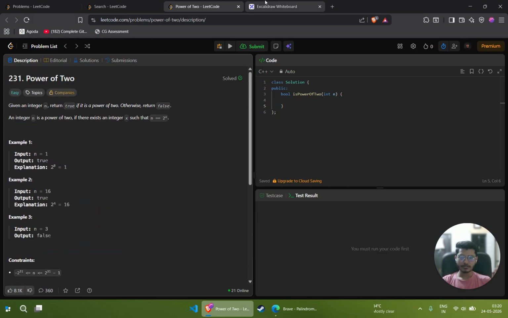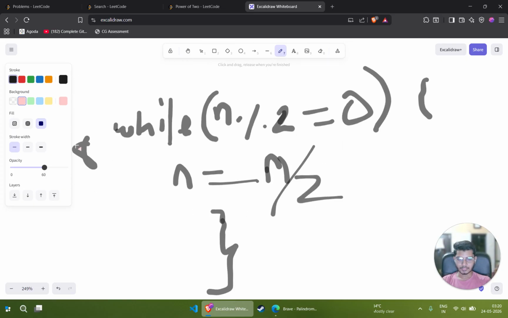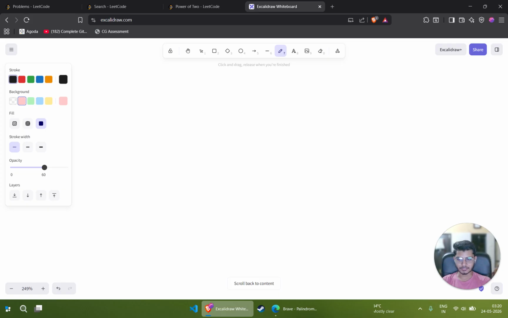What can be our approach here? The input we are given is n. We need to check if it is a power of 2. So our thinking can be, why not check if it is divisible by 2, or check if its remainder is equal to 0 when divided by 2? If n divided by 2 gives remainder 0, it is divisible.